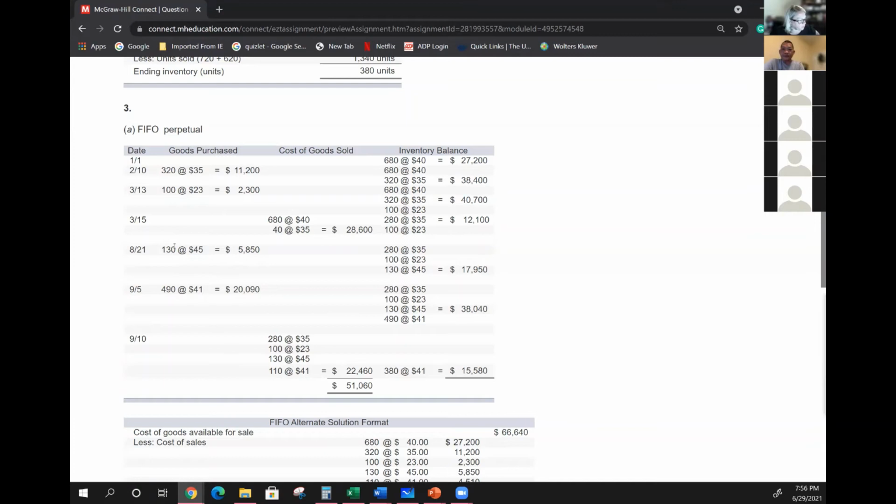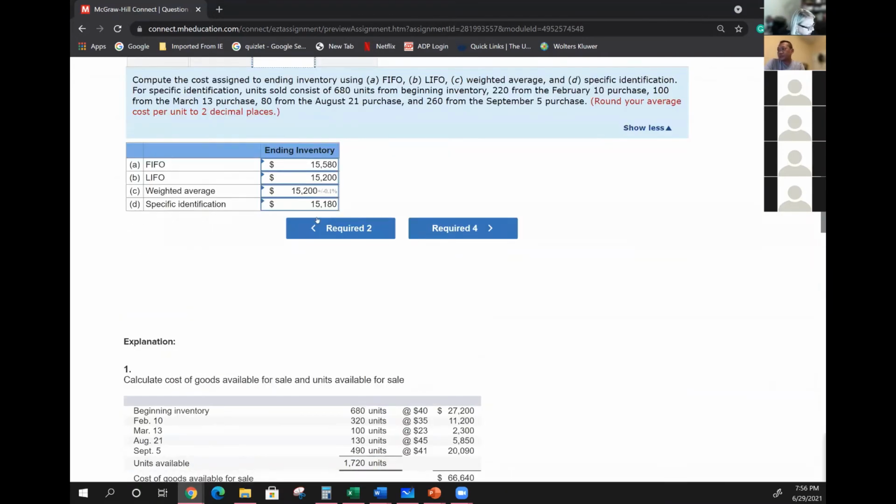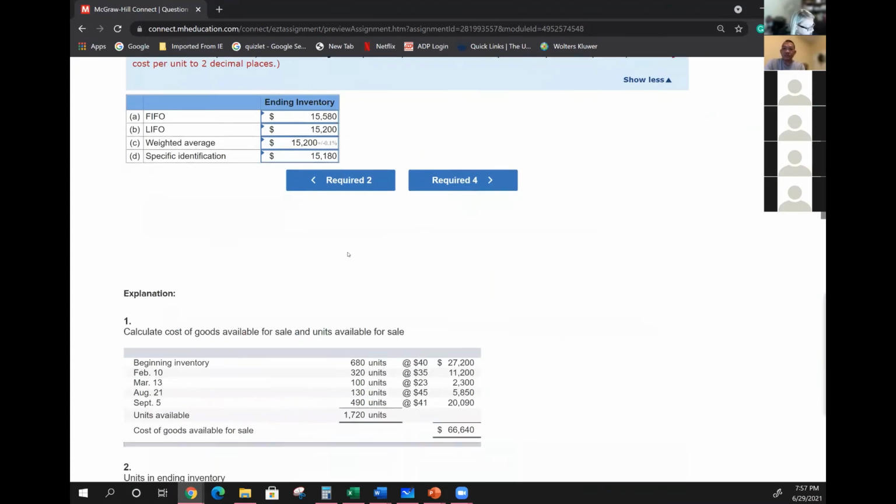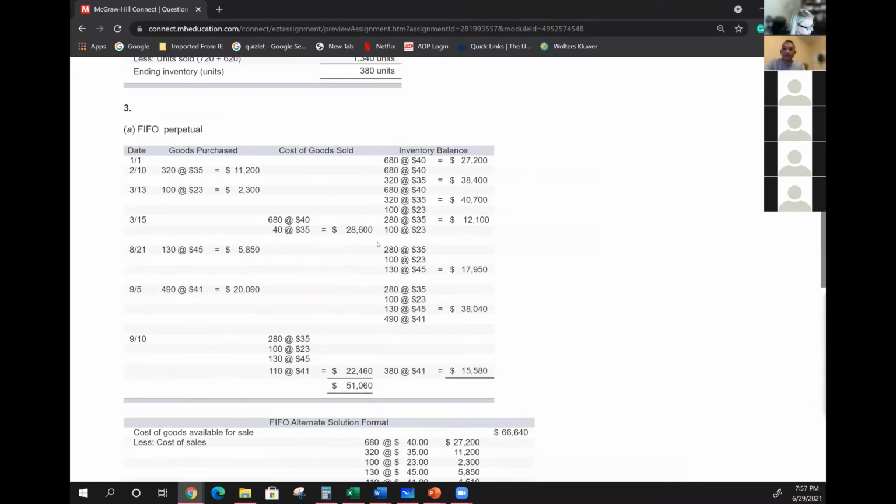So there, this right here is kind of walking through the dates and giving you the information. So it's helpful on showing how it's figuring out everything. But okay, so my 680 units are gone, and the 40 units come out of the 320. So now I have 280 left out of that batch. So here's my 280 right here, the 280 at $35. That's what I have left.